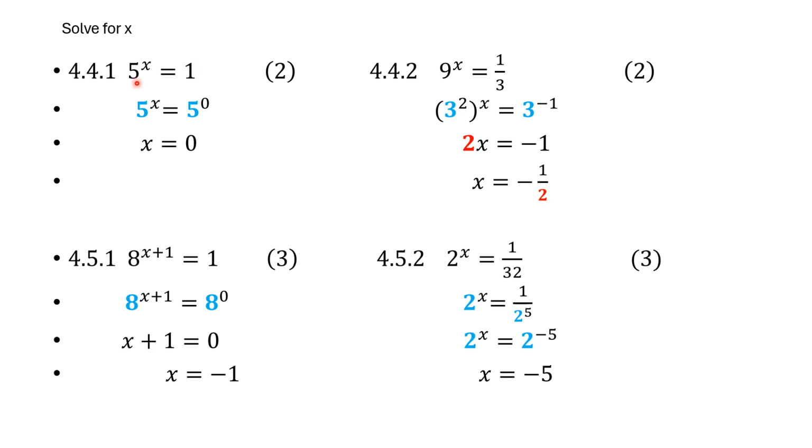So if I have base 5, I can say base 5 to the power 0, which is 1. That gives me 1, and from there now my bases are the same. You see there? Now I can solve and say x equal 0.